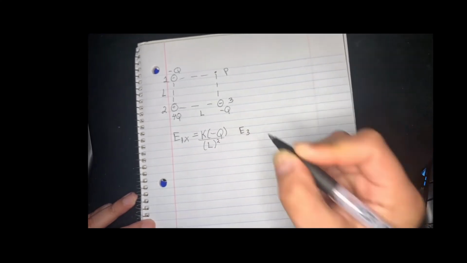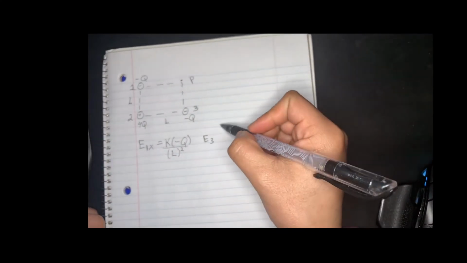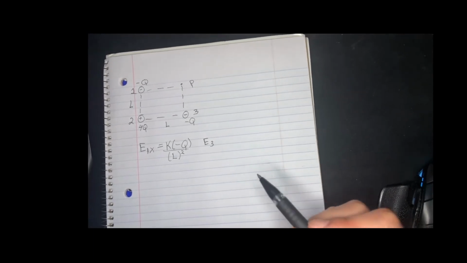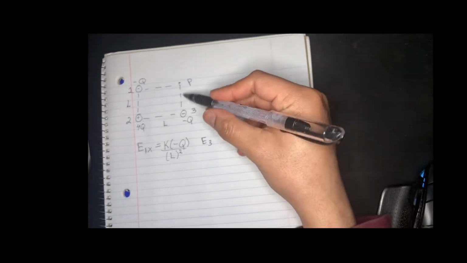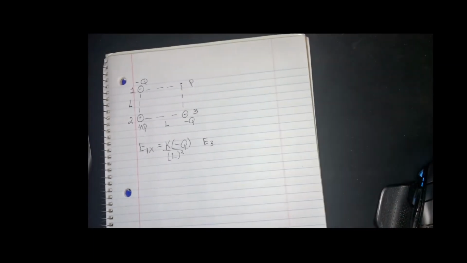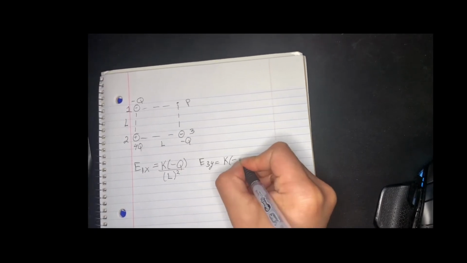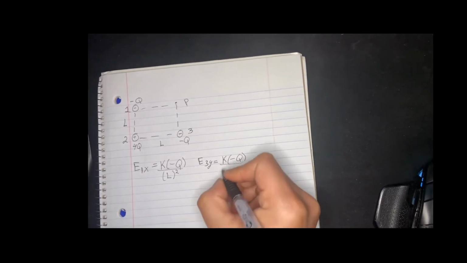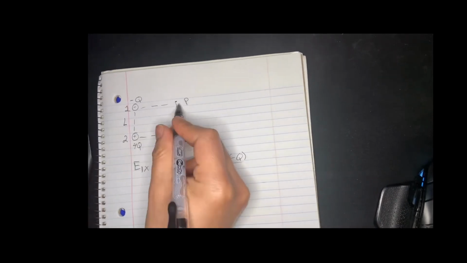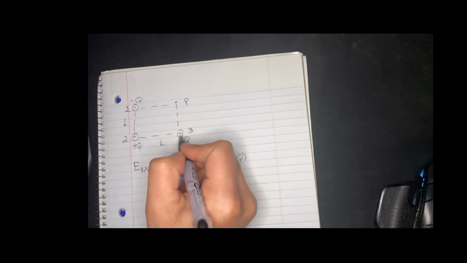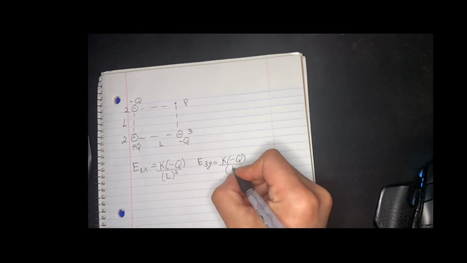E3, well, charge 3 is already pointing on the Y component, so this is gonna be Y. This equals K, the charge negative Q, and the distance from charge 3 to P is gonna be L, so it's gonna be L squared.